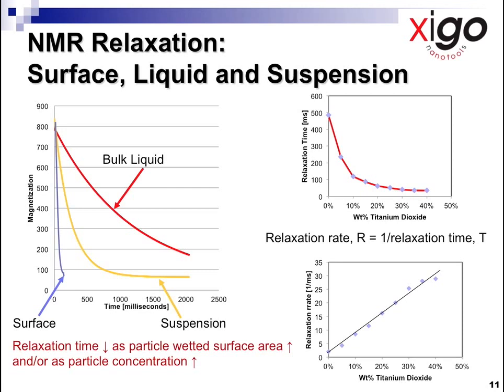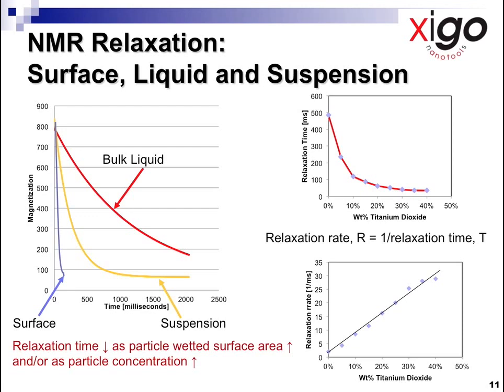But what we can measure is that for the suspension and the bulk liquid, and we can see that there's a difference, because the relaxation, as I mentioned earlier, for the bulk liquid is much different. It is in fact much slower than that for bound liquid in the suspension itself. Now the relaxation time changes, of course, not just with the particle and liquid, but with the amount, the concentration of the particles, the concentration of the suspension, but also the wetted surface area.